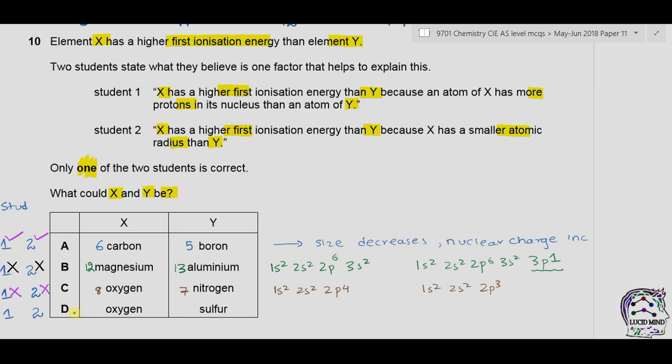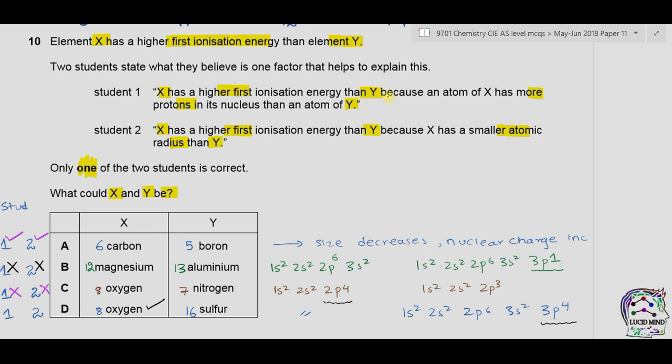In D, again we have oxygen whose atomic number is 8, and sulfur whose atomic number is 16. So we can do the electronic configuration. For oxygen it will be the same. For sulfur it will be 1s2, 2s2, 2p6, 3s2, 3p4. As we can see, in oxygen the outer electron is removed from the 2p orbital, while in sulfur it is removed from the 3p orbital. So as the 2p orbital is nearer to the nucleus as compared to the 3p orbital, therefore ionization energy in oxygen will be higher than sulfur. So both students are correct.